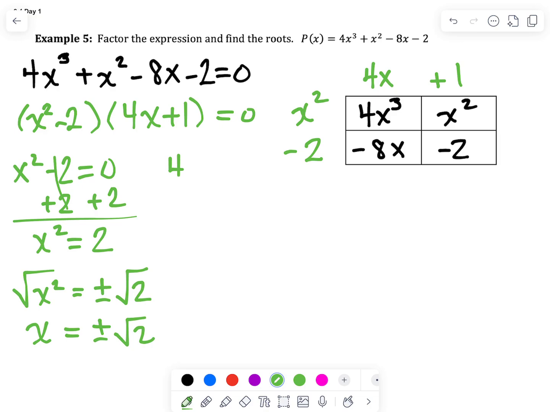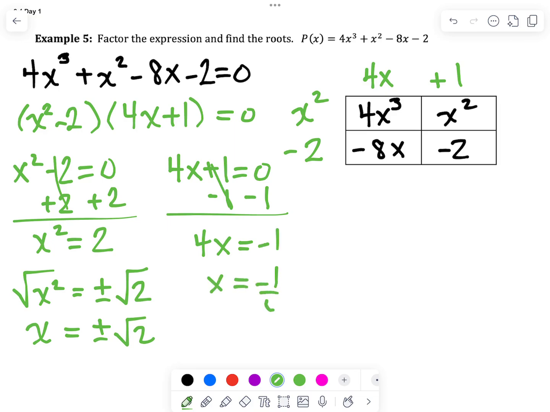Now we set the second factor equal to 0, 4x plus 1 equal to 0, and we solve it. So we subtract 1 from both sides. We get 4x equals negative 1. And then we divide both sides by 4. So our 3 roots are negative 1/4, positive square root of 2, and negative square root of 2.